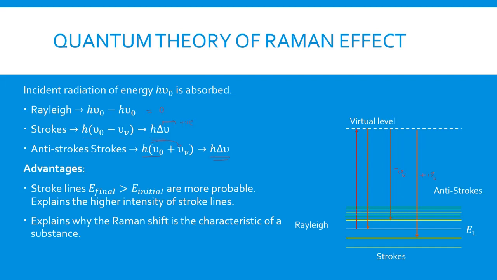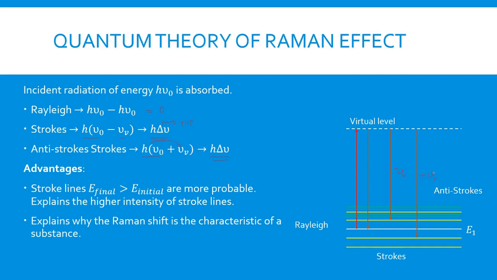And this actually explains why the anti-Stokes lines are less intense than the Stokes lines. Also, while referring to the Raman effect, we have seen that the scattered intensities are specific to the substance with which the radiation interacts. And we also know that the energy levels are characteristic of the substance.